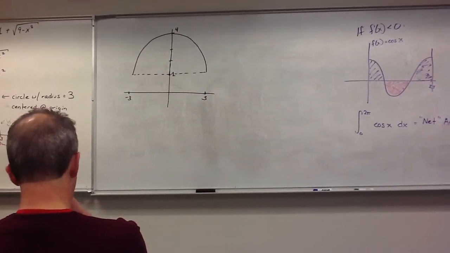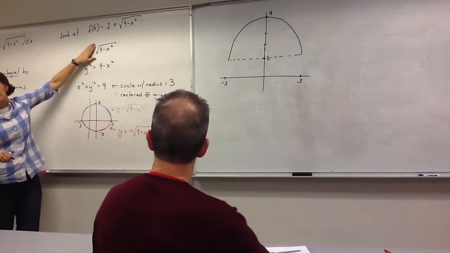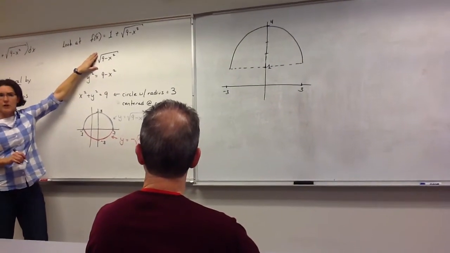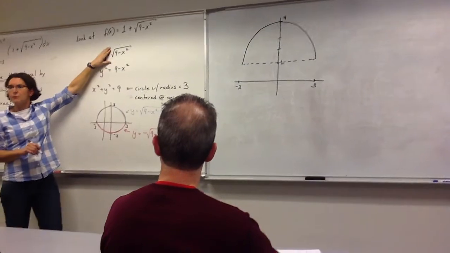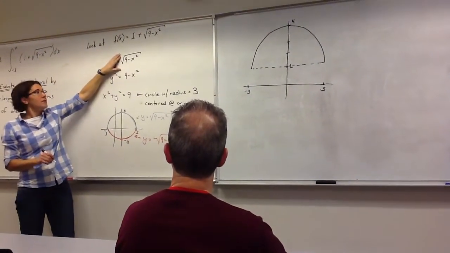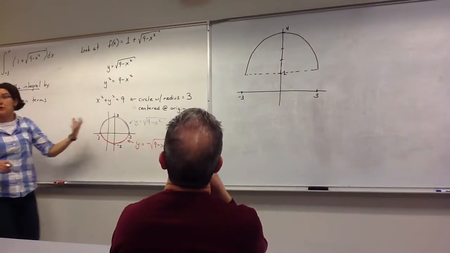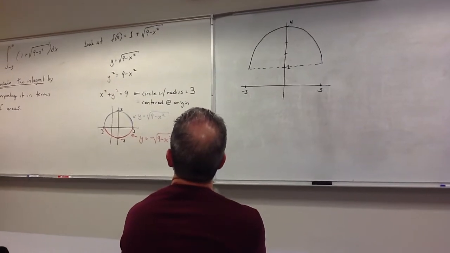So it's really a good idea to identify when you see something like square root of 9 minus x squared or square root of 1 minus x squared, that's probably going to be the top of a circle. Or if you have a negative in front, then it would be the bottom of a circle. So those are things that you'll see often.